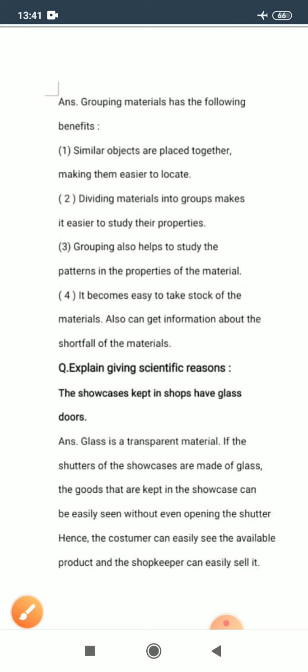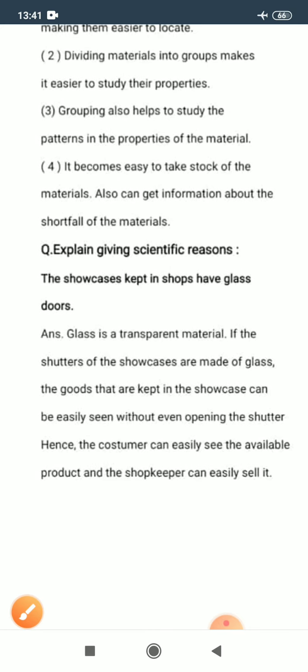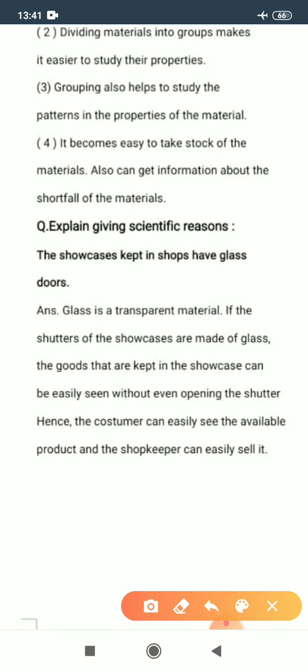Our next question is explain giving scientific reasons. Now one statement is given here and we need to explain by giving its reason. The showcases kept in shops have glass doors.